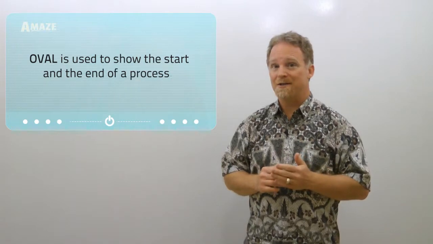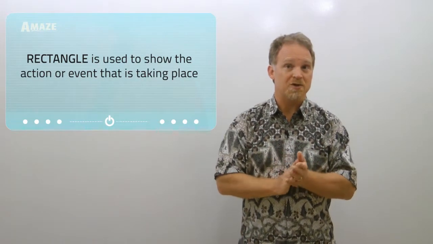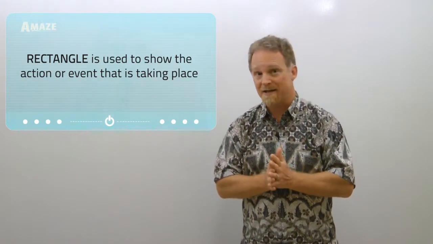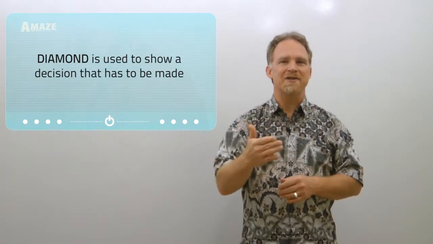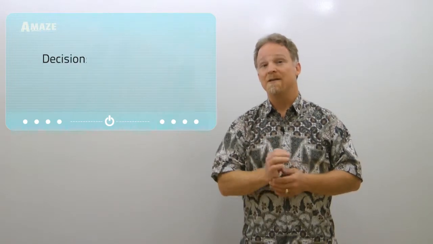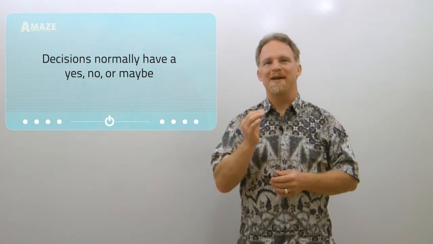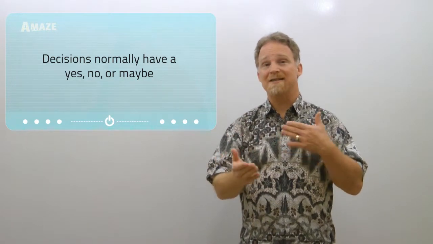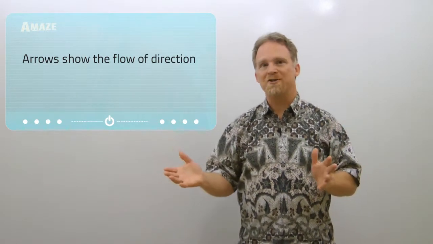The process map also includes different shapes. The oval is used to show the start and end of a process. The rectangle is used to show the action or event that's taking place. And the diamond is used to show a decision that has to be made. Decisions normally have a yes, a no, or a maybe. With each response comes a different action. The arrows show the flow of direction.